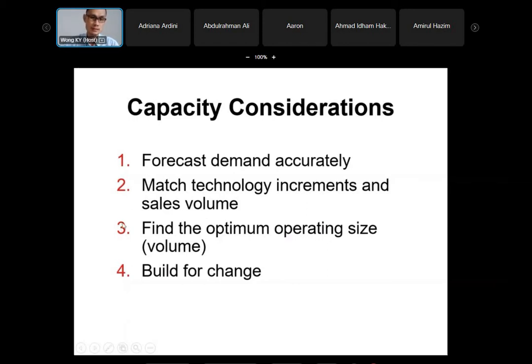And three, normally we will also have to find what is the optimum production lot size or the volume that we have to produce so that we can meet the demand. And the fourth step is factories always have to be flexible. They always have to be ready for change. In case the customer demand changes, they will have to be ready to change their capacity. So it means they have to be flexible to change their capacity.